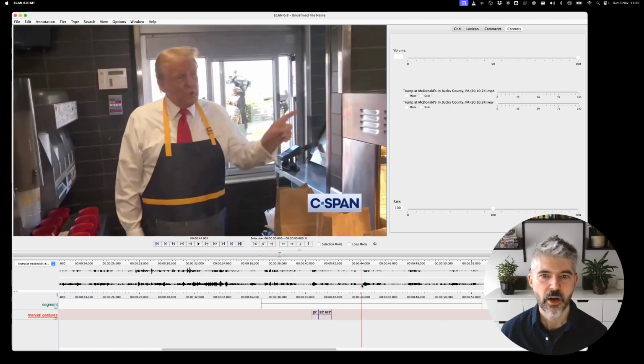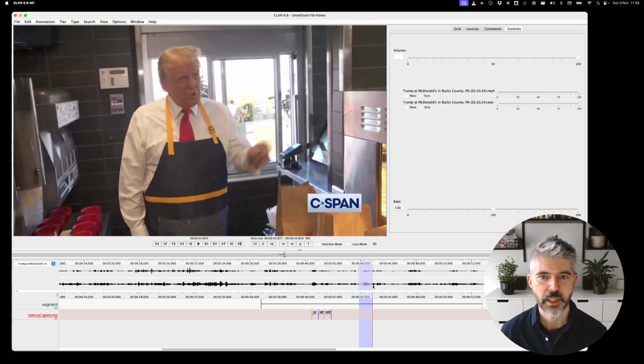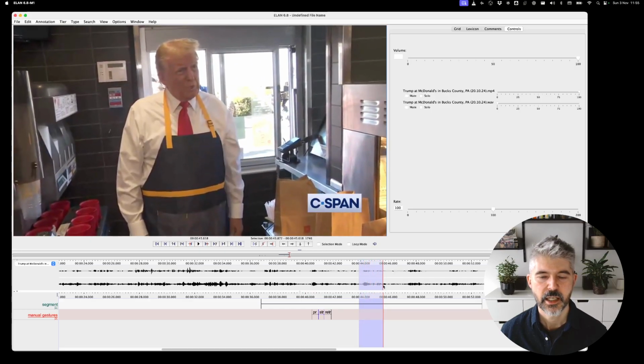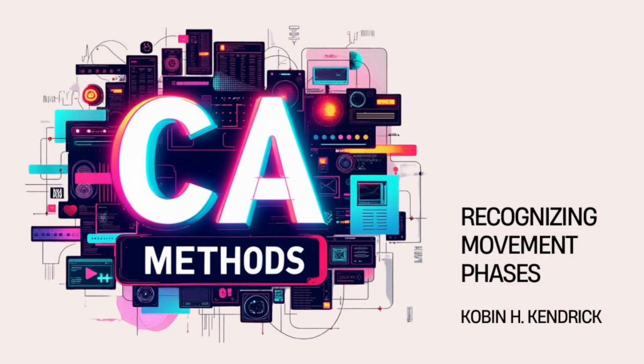All right, so we could also do a similar analysis of the different phases with the pointing gesture, but I will save that for another day. So that is a brief introduction to recognizing movement phases. I hope you find this useful.